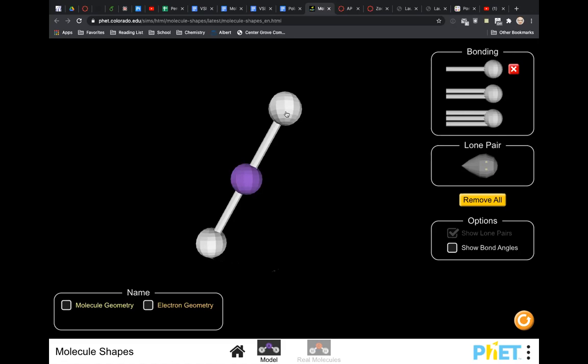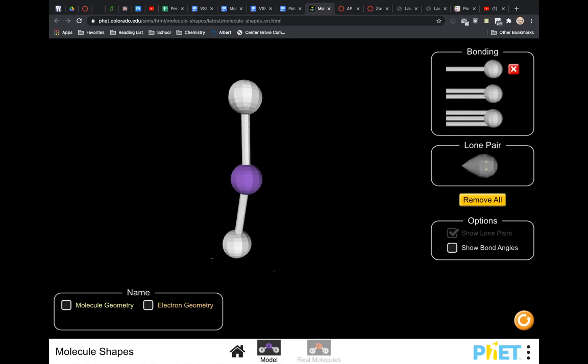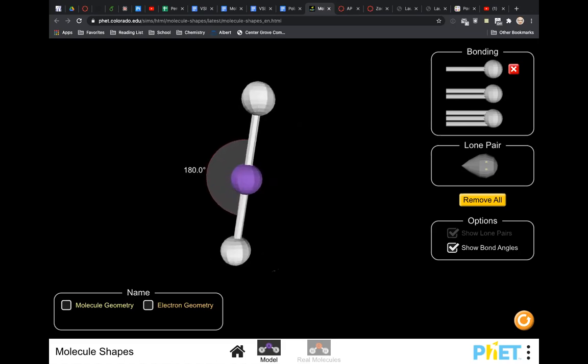Now, I'm going to go ahead and show the bond angles. So you can see on this that it's representing that we've got 180 degrees between those two bonds. I don't know how much geometry you guys have been taught in the past, but the only geometry I'm talking about today should be pretty basic. I think it's enough that you have covered it already at some point.